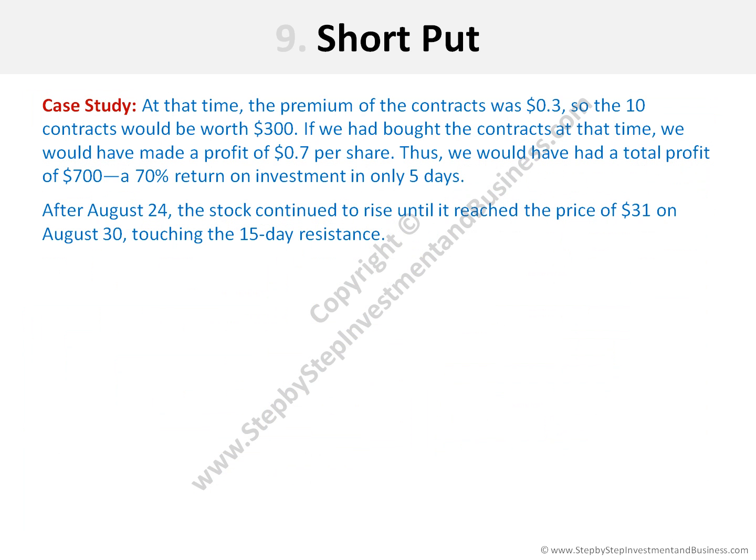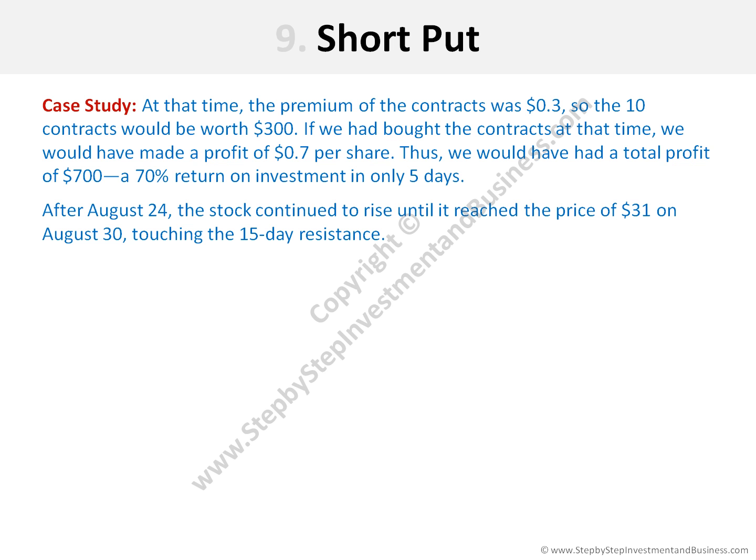At that time, the premium of the contracts was 30 cents, so the 10 contracts would be worth $300. If we had bought the contracts at that time, we would have made a profit of 70 cents per share, because we had sold at $1. Thus, we would have had a total profit of $700, making a 70% return on investment in only 5 days.